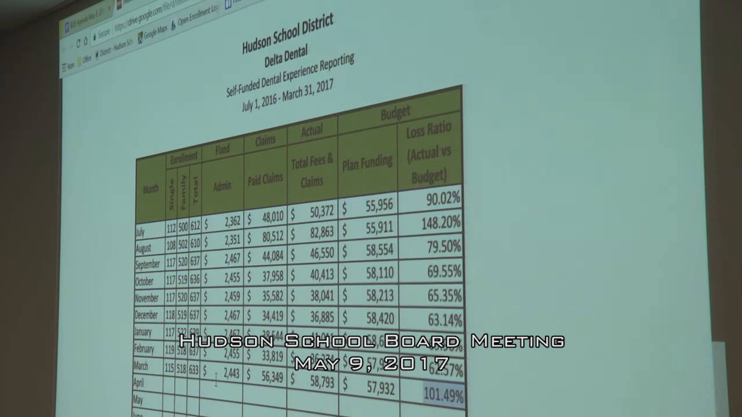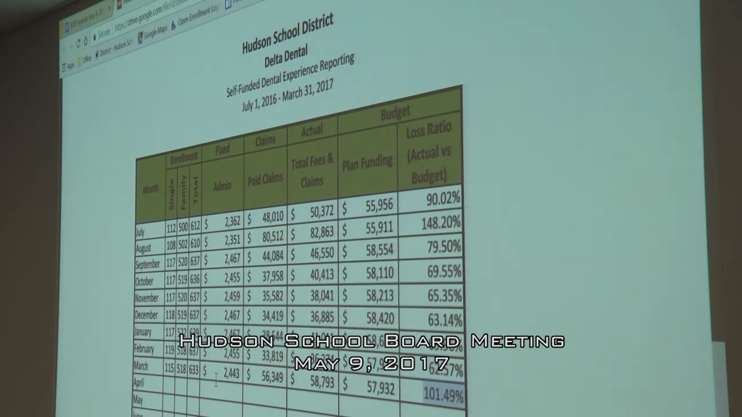And we start to get a pretty good idea what that looks like usually at the end of May, first part of June. So we probably wouldn't see rate reductions or a recommendation for rate reductions, but what you may see is some things.